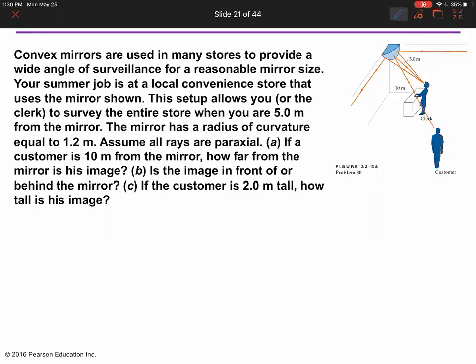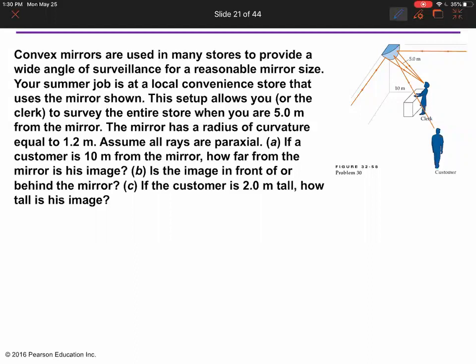Okay, that means you're given a customer as the object, 10 meters from the mirror. You want to find where the image will be generated in this convex mirror, whether the image is in front of or behind the mirror, and if the customer is 2 meters tall, how tall his image is. Alright, so let's do these calculations.